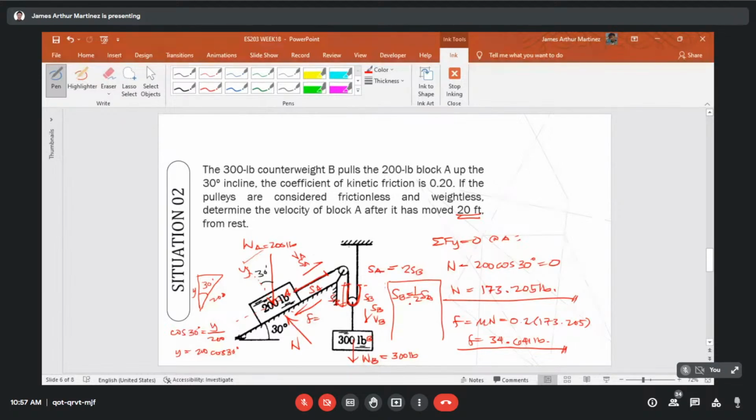So if we show the relationship of their velocity, all we have to do is differentiate this equation with respect to time. So we will have dsb over dt, that is velocity of B, equal to 1/2, since 1/2 is constant, then dsa over dt, so velocity of A. Okay, so these are the existing relationships between block A and block B.